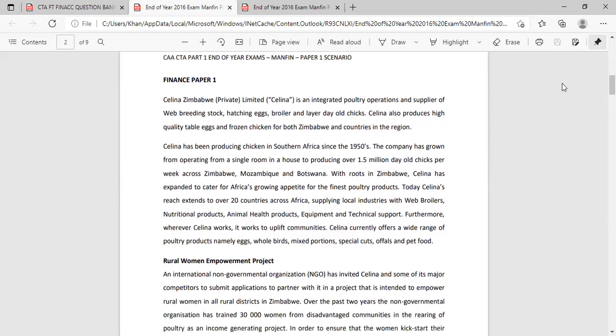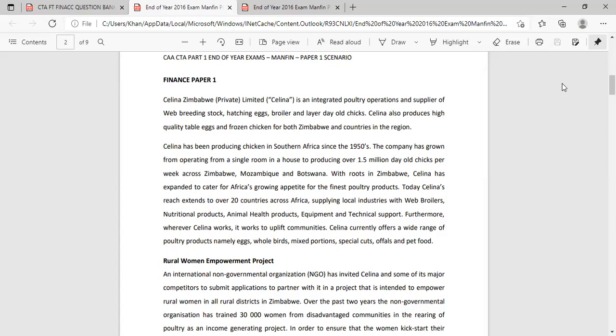So just to get the background of the company, they're saying Selina Zimbabwe Private Limited is an integrated poultry operations and supplier of breeding stock, hatching eggs, broiler and layer day-old chicks. Selina also produces high-quality table eggs and frozen chicken for both Zimbabwe and countries in the region. Selina has been producing chicken in Southern Africa since the 1950s. The company has grown from operating from a single room in a house to produce over 1.5 million day-old chicks per week across Zimbabwe, Mozambique, and Botswana.